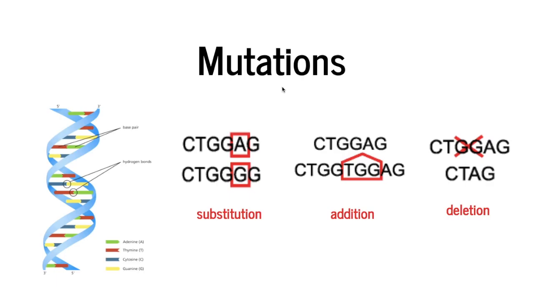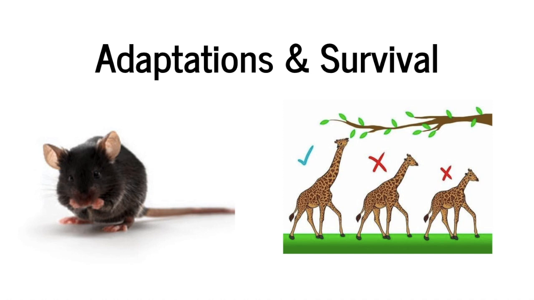Mutations, or random changes to DNA, can be substitution, addition, or deletion. Mutations can cause an adaptation in a species. One example of this is how the rock pocket mice developed brown fur, or how giraffes developed longer necks.